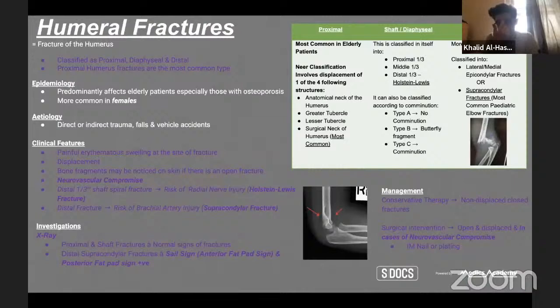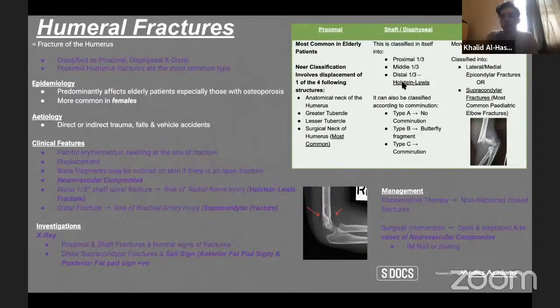Humeral fractures. Humeral fractures are fractures of the humerus. They are classified as proximal, diaphyseal, and distal. The most common in elderly patients are the proximal. The diaphyseal or the shaft fractures are themselves classified into thirds. So a proximal third, a middle third, and a distal third. The most important one to remember for a shaft fracture is the distal third.